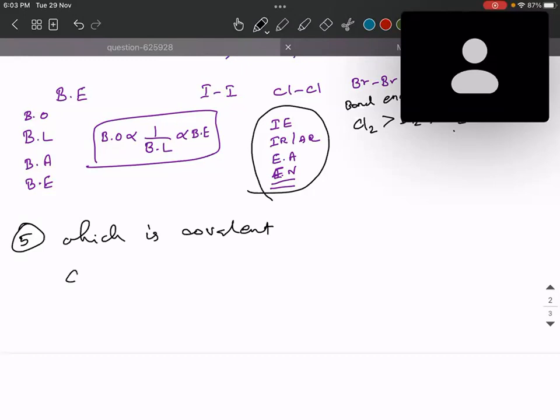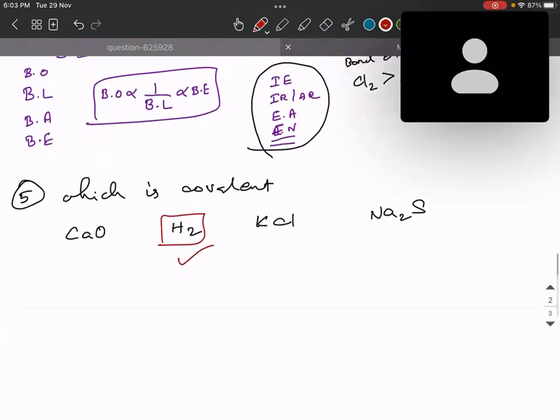So when you have calcium oxide, hydrogen, KCl and Na2S, among these which is covalent bonding? Sir, hydrogen. Why hydrogen? Answer is right. Correct. Sir, it shares the valence electrons. It's a single bond, sir. The other options all form ionic bonds, sir, whereas H2 forms a covalent bond, sir.